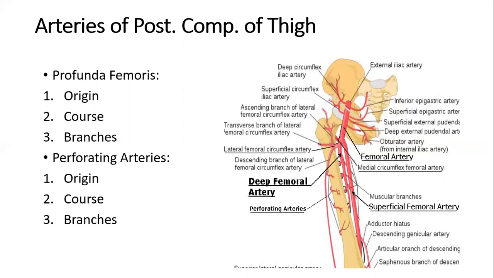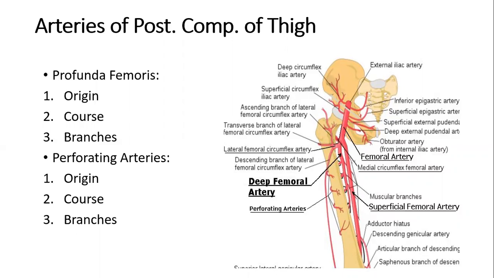Regarding its course, it continues to run down. Here in this diagram, you can see that it continues to run down, being closer to femur bone than the femoral artery itself. And then it continues to run down between the two muscles, pectineus and adductor longus, and keeps running down on the posterior side of the adductor longus. It almost never leaves the region of the thigh.